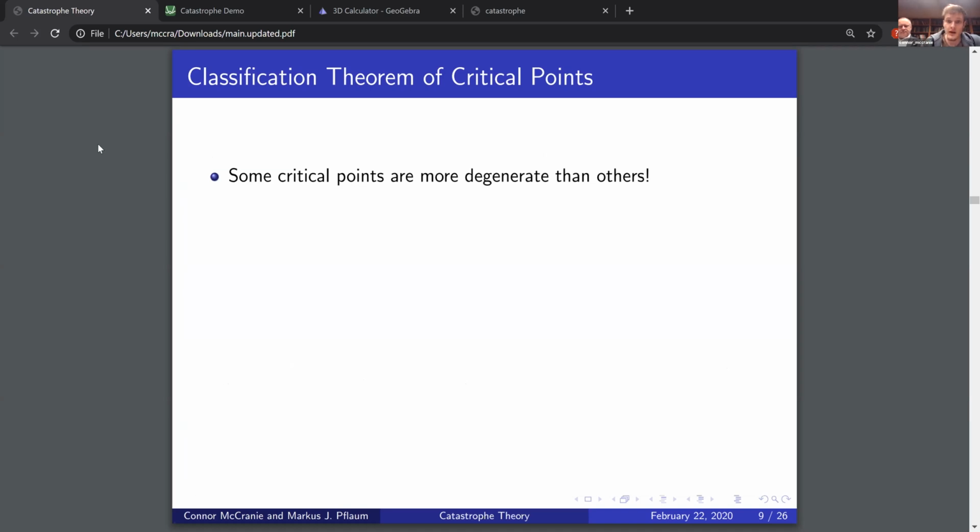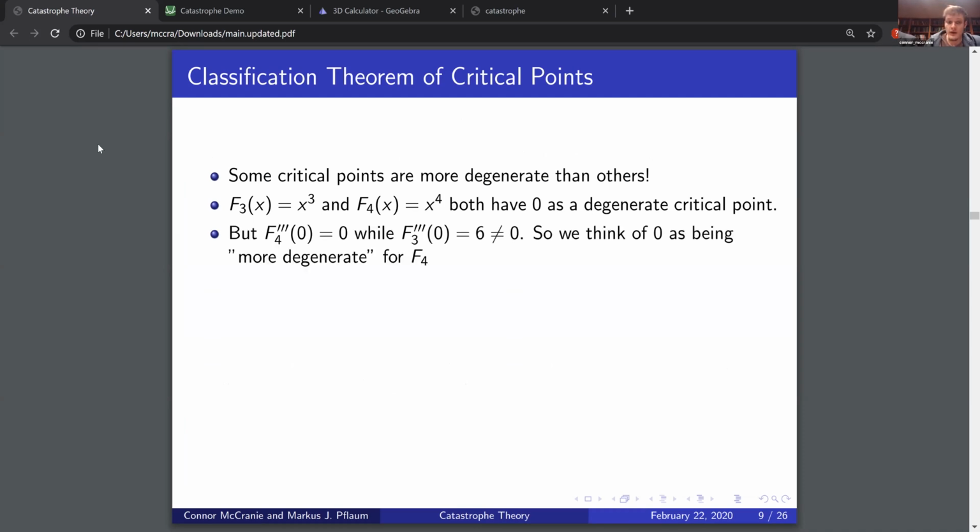Okay, so now we want to talk about the notion of how degenerate a critical point can be. As we saw in the demo, there's sort of a way that we can talk about degrees of freedom in different ways that the degeneracy of the critical point can affect the behavior of the system. So for example, in the demo, I looked at x cubed and x to the 4th. The origin is a degenerate critical point of both, but for x to the 4th, if I took another derivative, it would also still be 0. Whereas for x cubed, if I took another derivative, then I get something which isn't 0.